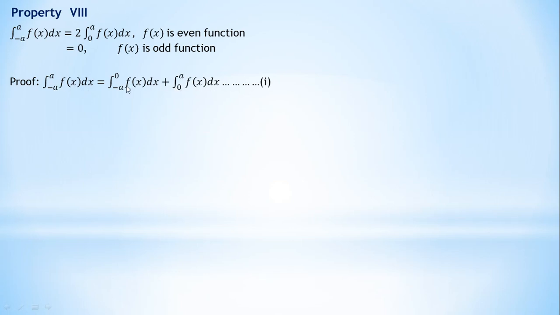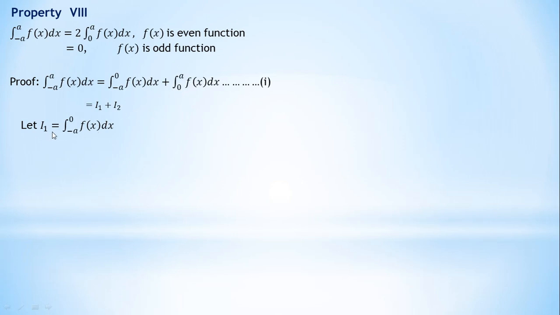See here the limits of the integration. Between minus a to a there is a 0. So you can convert this given integration LHS in the form of two integrations as minus a to 0 and 0 to a. Now let us consider this one as I1 plus this one as I2. I1 plus I2. Now here in this case we will solve this I1 integration. Keep I2 as it is.